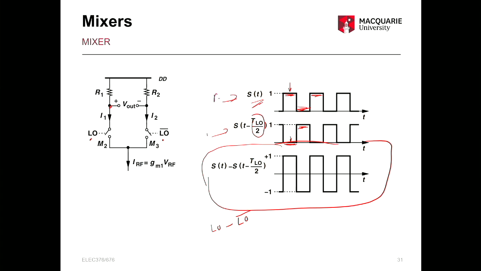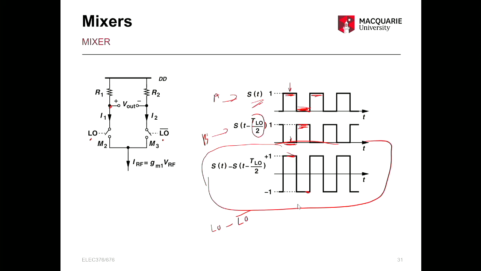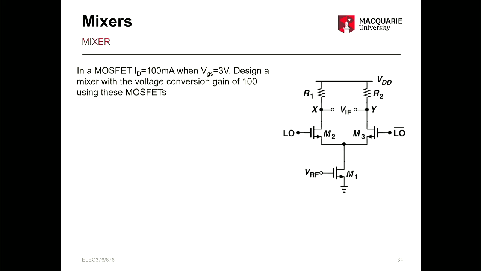Let's call it A and B. When you subtract B from A, we get +1. And when A is 0, B is +1. So when you do A minus B, you get a -1. So you double the amplitude. And now you know the equation for a square wave which swings between +1 and -1. We have seen that before.